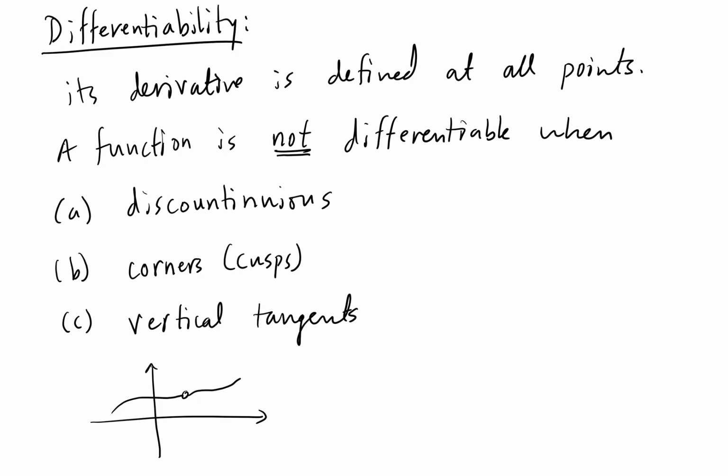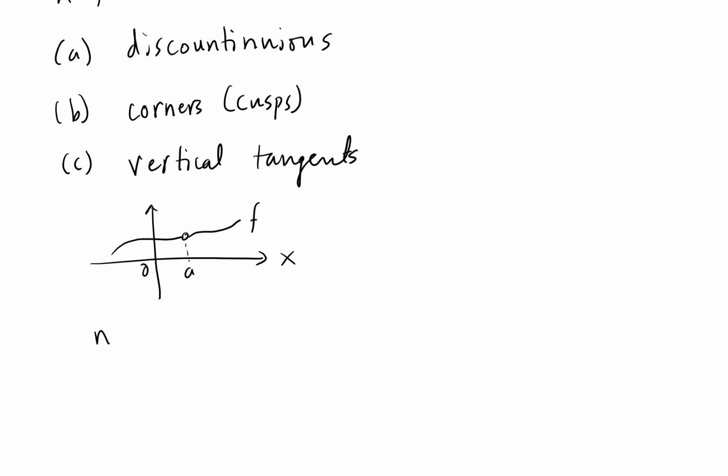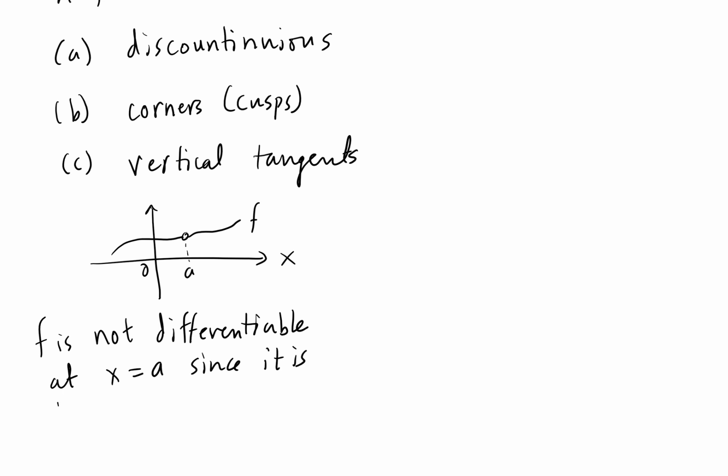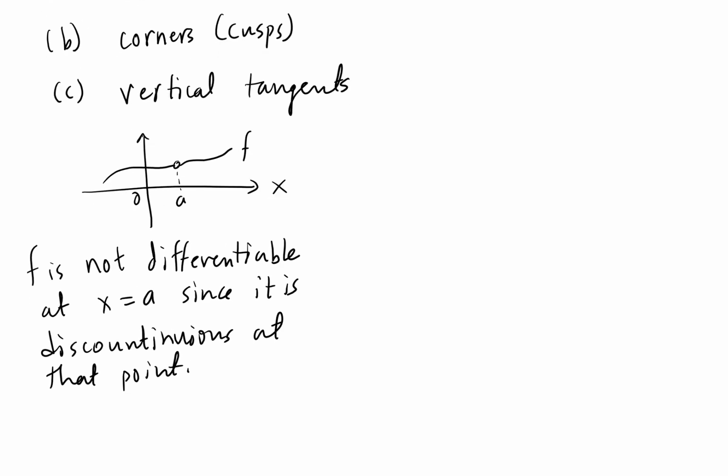So let's look at this case. This is the graph of f at x equals a. Such a function is not differentiable. F is not differentiable at x equals a, since it is discontinuous at that point. From previous sections, you should know what continuity means: no gaps, no jumps, no holes. So since it's not continuous at x equals a, it's not differentiable at that point. That's an example about discontinuity.